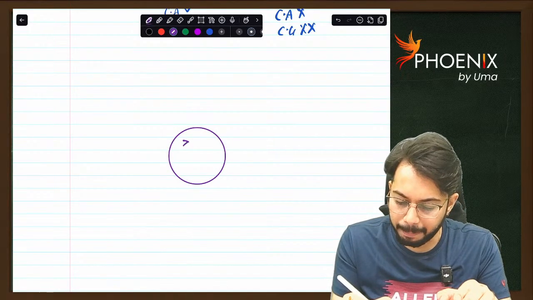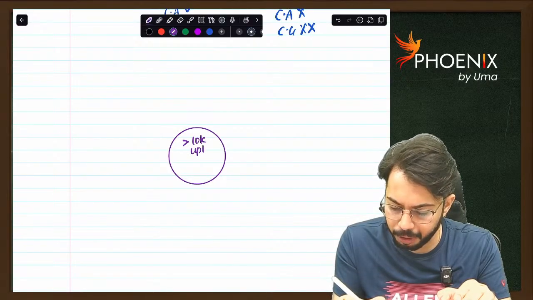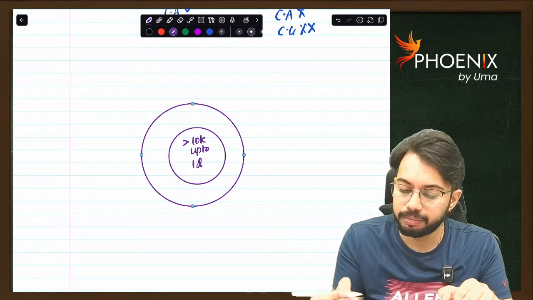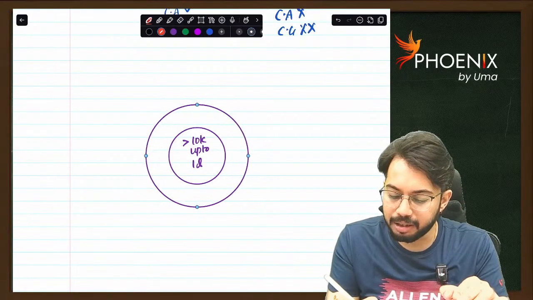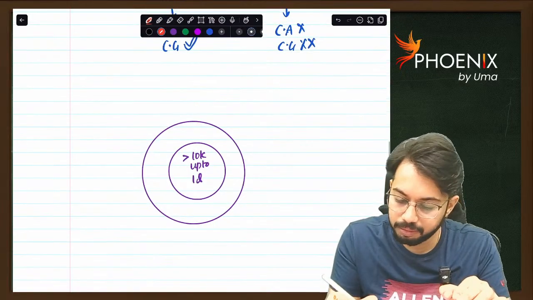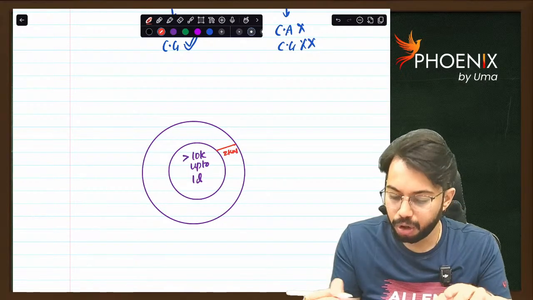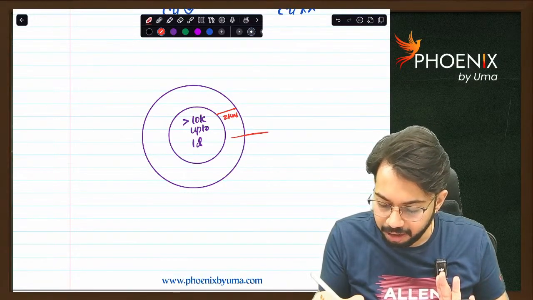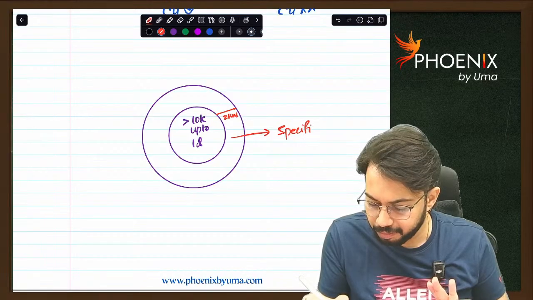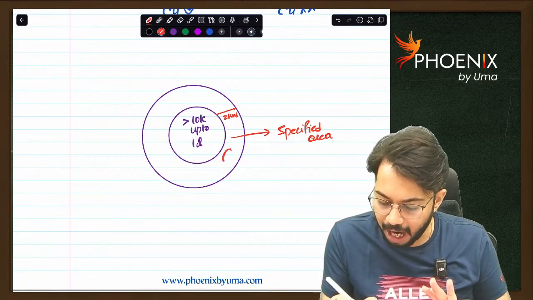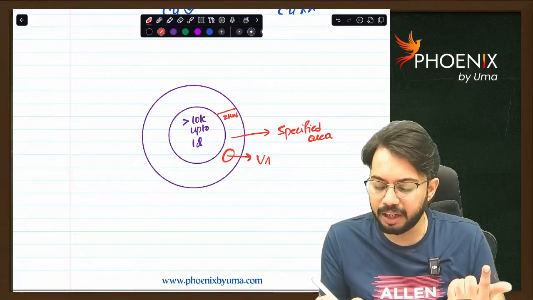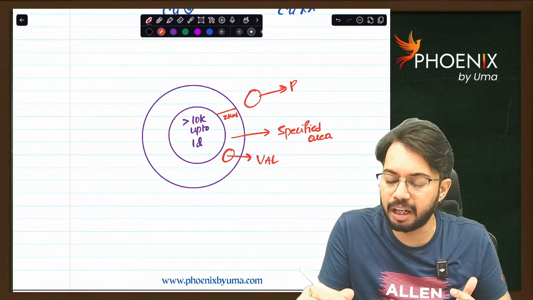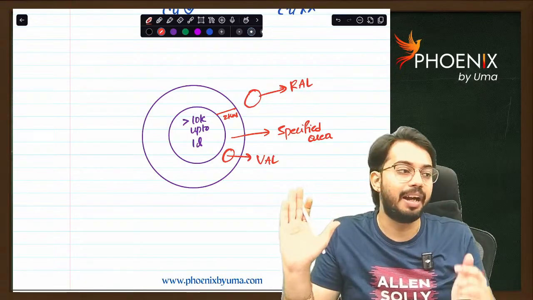Let's say here the population is more than 10,000 up to 1 lakh. Now 2 kilometers, 2 kilometers. That means, whatever the population is there, see, this is the specified area. If agricultural land is within the specified area, then we call it urban agricultural land. If agricultural land is outside the specified area, then we call it rural agricultural land. Are you able to understand?